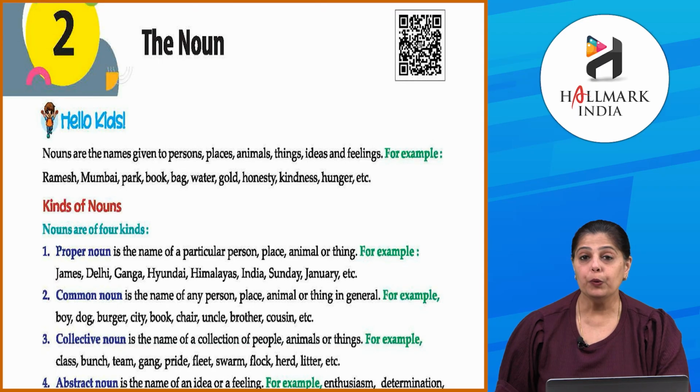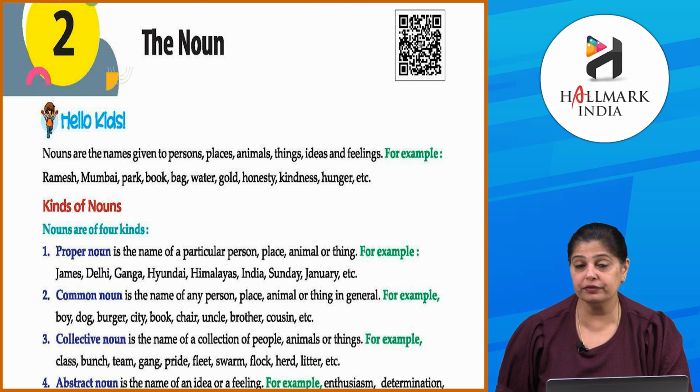So children, we have looked at the parts of speech in general. हमने जो parts of speech होते हैं जैसे noun, pronoun, verb, adjective, adverb, conjunctions, prepositions, interjections सबको हमने देखा as one in our first chapter, which was the chapter of the parts of speech. Now let's look at them one by one.